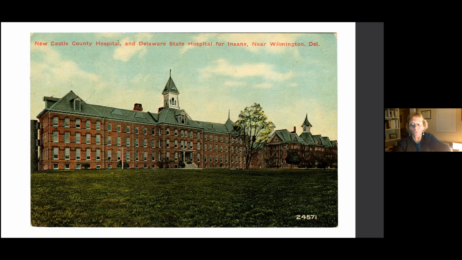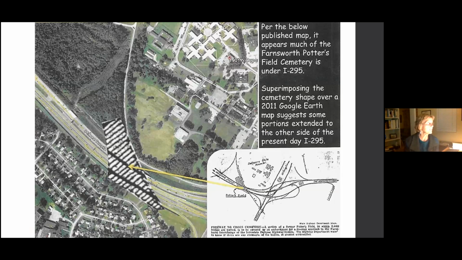And so what happened in 1958, the Wilmington Morning News stated that the Delaware Highway Department was planning to make a connector, when the large interstate construction projects were going on. They were going to make a connector from 95 to the Delaware Memorial Bridge. And the road was planned to go right over the top of this Farnhurst Potter's Field.